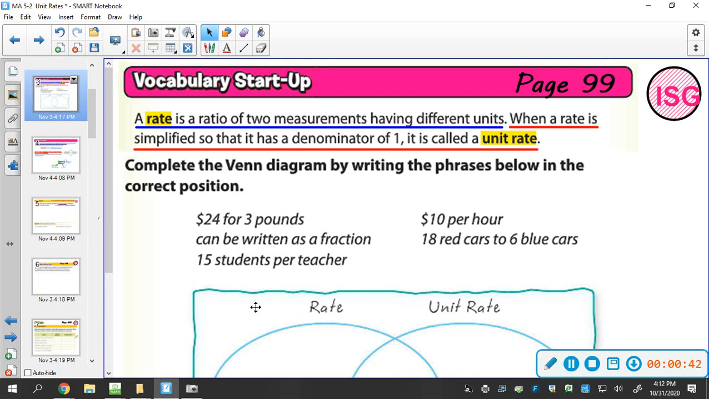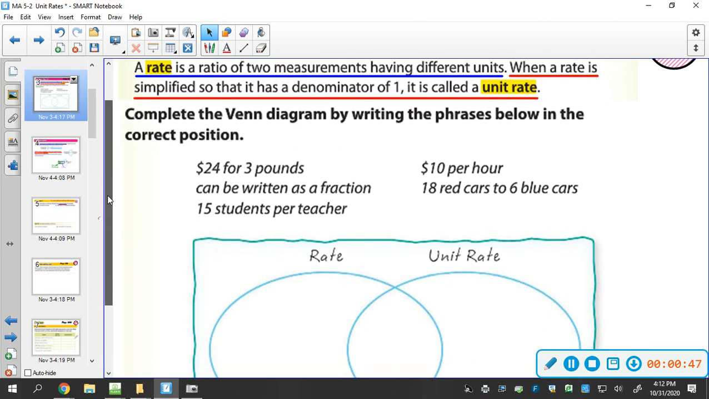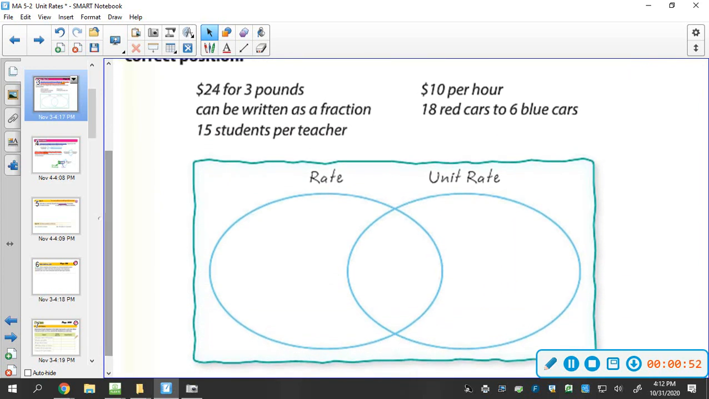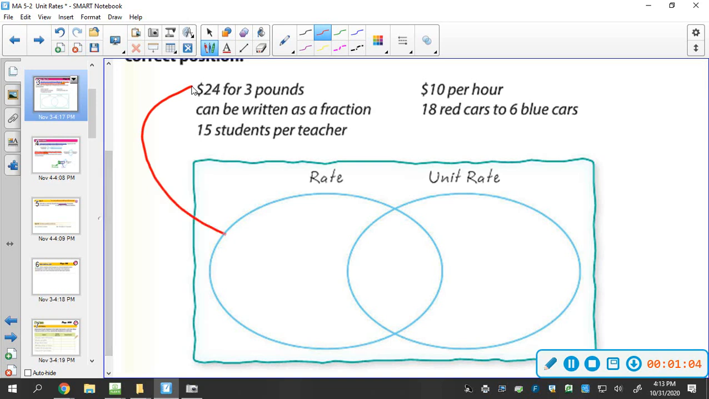It says complete the Venn diagram by writing the phrases below in the correct position. So remember, on a Venn diagram, the overlap is where it's both rate and unit rate. So $24 for 3 pounds, that first one. That first one's just a rate because the second number is not a 1, the second number is a 3. Okay? Can be written as a fraction. Both of them can be written as a fraction, so that one would go in the middle ground.